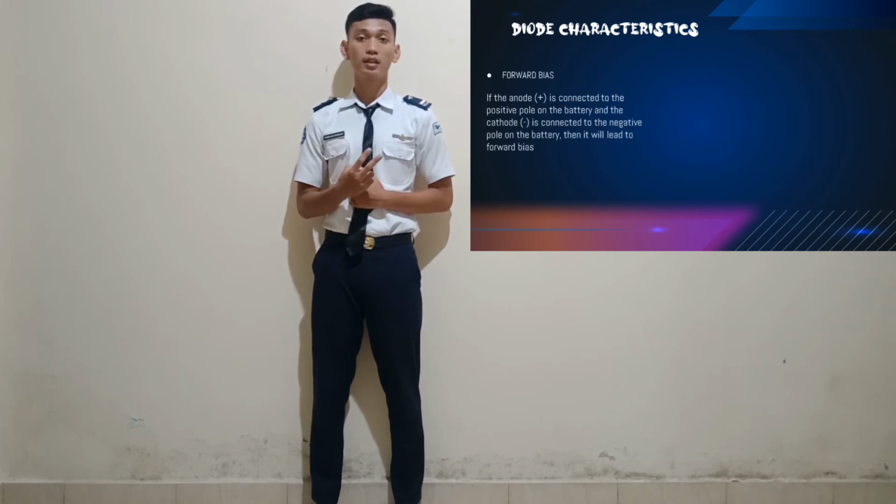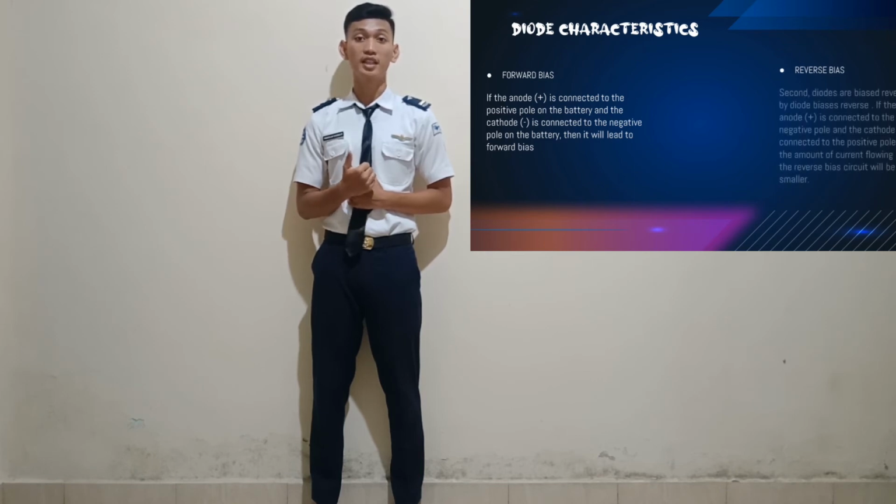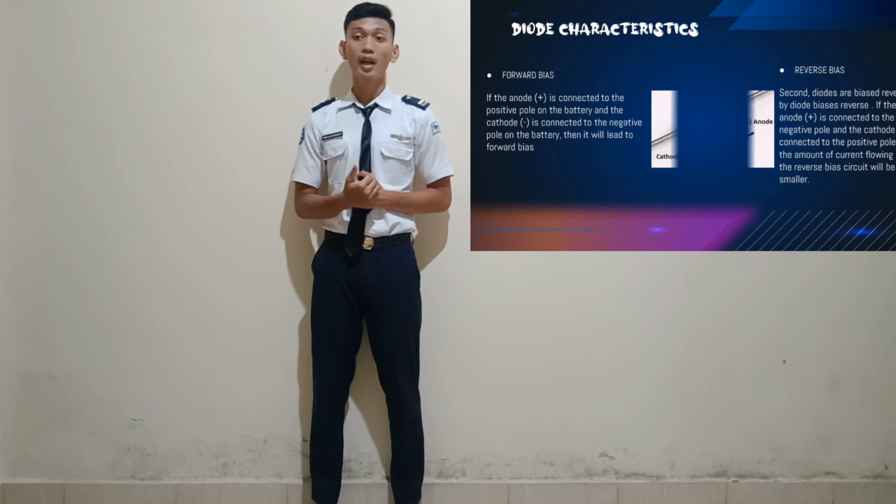Next, diode characteristics. Diodes have two characteristics. The first, forward bias, and the second, reverse bias. The first, forward bias: if the positive anode is connected to the positive pole of the battery, and the negative cathode is connected to the negative pole of the battery. Then, reverse bias: if the positive anode is connected to the negative pole of the battery and the negative cathode is connected to the positive pole of the battery, that is reverse bias.